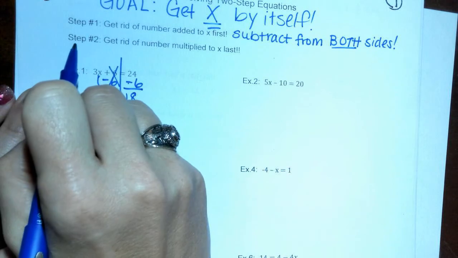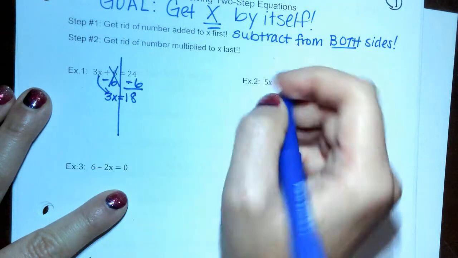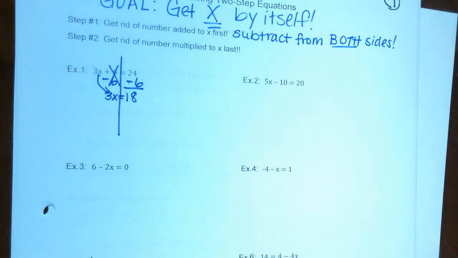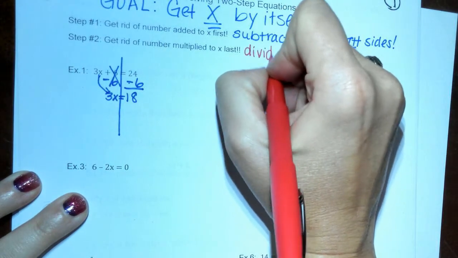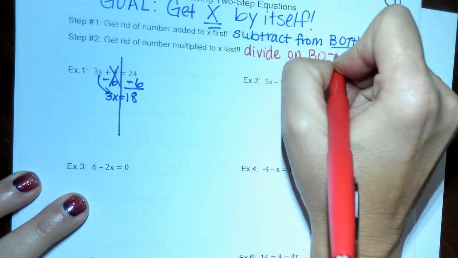Now, look at number 2. Get rid of the number multiplied to the x last. How do you think we're going to get rid of the number multiplied? What's the opposite of multiplication? Hopefully, either out loud or in your head, you're thinking division, and you're right. Divide on both sides.